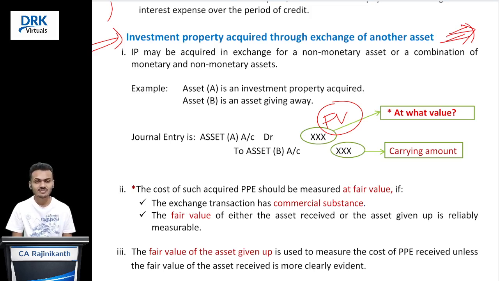The standard is saying that first preference we should give to the fair value of the asset that we are giving up. Second preference we can give to the fair value of the asset that we are acquiring. But note that if the fair value of the asset that we are acquiring is more clearly evident than the fair value of the asset that we are giving up, in that case recognize at the fair value of the asset that we are acquiring, right? So accounting completely depends upon the existence of commercial substance, correct?